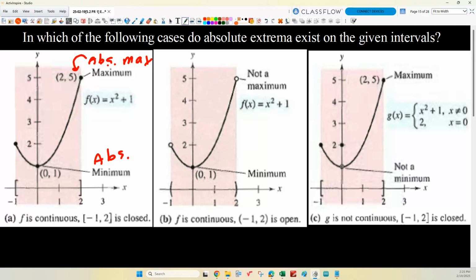How about a minimum? Yeah, there is one. How about this guy? What's different here? There's no minimum because we have a hole in the function right there. Okay?